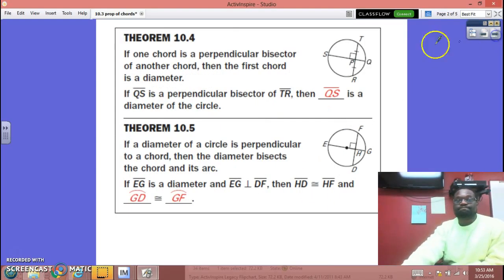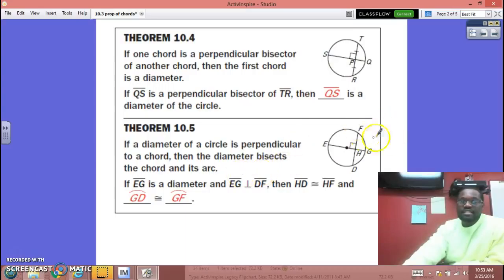The next two. If one chord is a perpendicular bisector of another chord, then the first chord is the diameter. So basically, anytime you have a chord that is perpendicular and bisects another chord, then SQ has to be the diameter. If it does those things, if it's perpendicular and bisects the other chord, then SQ has to be the diameter.